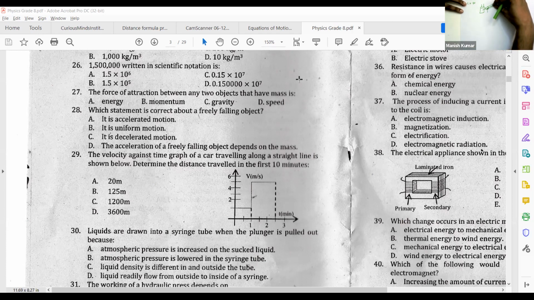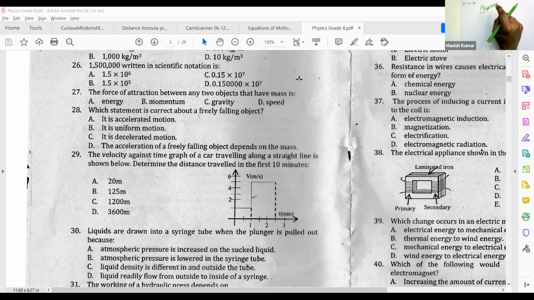Because you are pulling the plunger, the pressure here decreases because the vacuum is getting created. When the pressure decreases, the outside pressure will push the liquid inside the syringe. So the answer is atmospheric pressure is lowered inside the syringe tube.